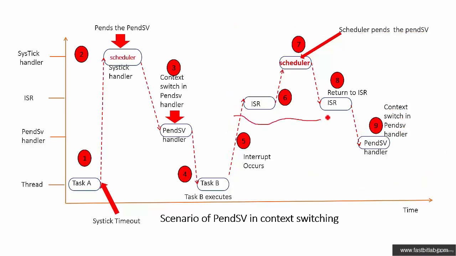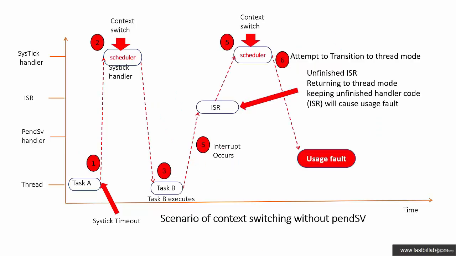That's why, when all the interrupt service routines are finished, only then the PendSV handler will be invoked and the context switch will be taken care of. After that, task A continues. That's the use case of PendSV, how you can use it in the context switching operation. In the previous animation, I said that we generally don't do context switch in the SysTick handler. We always do that in the PendSV handler by pending the PendSV in the SysTick handler.